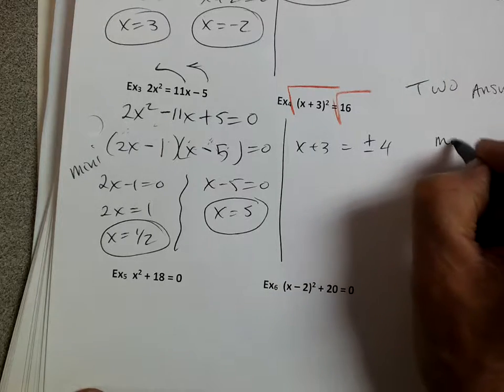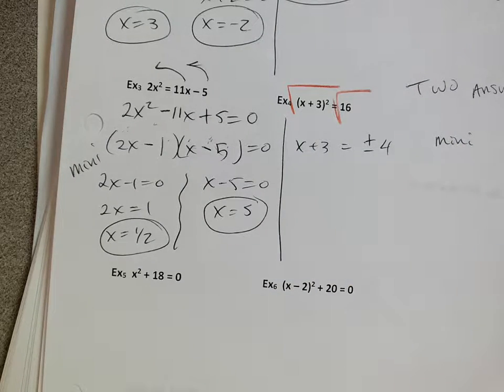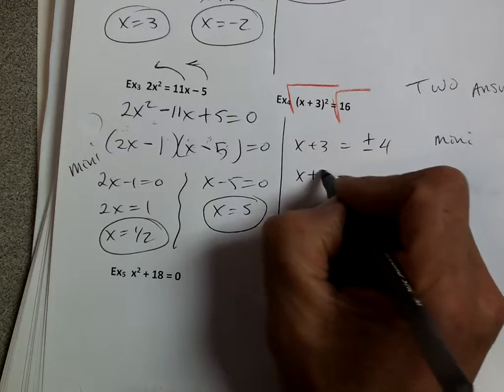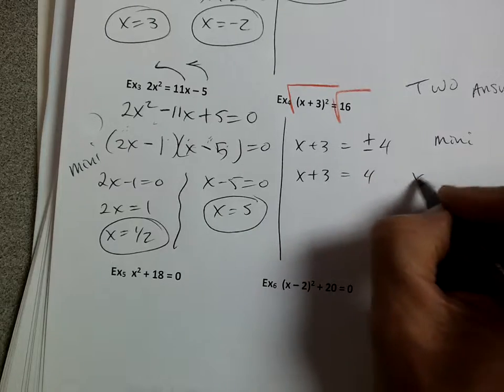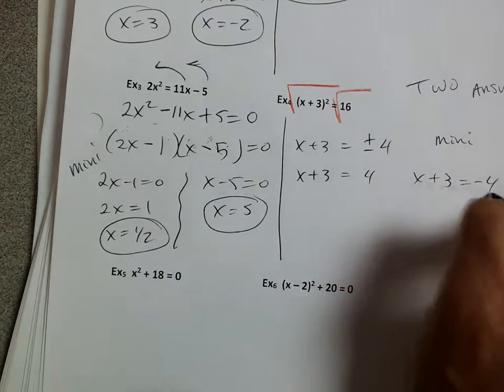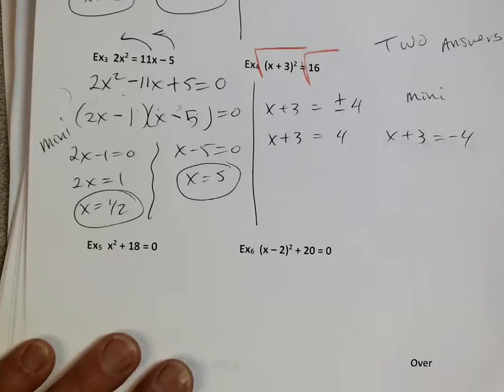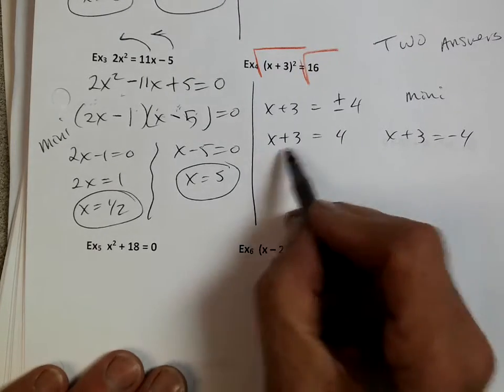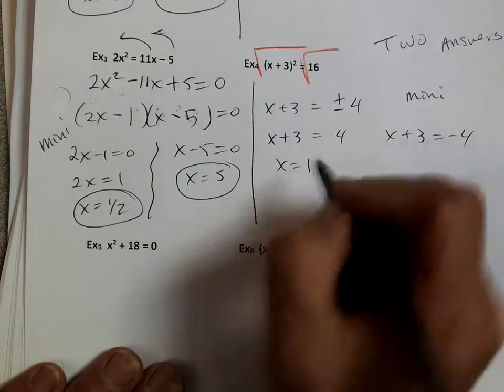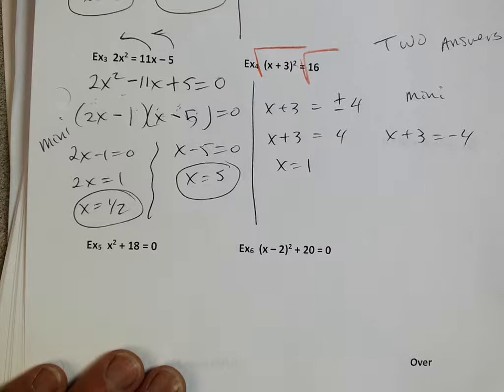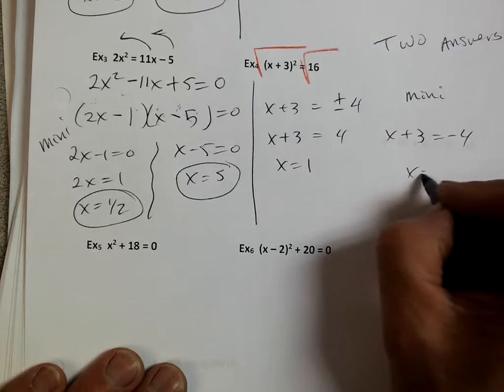And again, let's remember, 2 answers need 2 equations. So let's set up our mini equations: x plus 3 equals 4 and x plus 3 equals negative 4, right? So we get 2 answers. Minus 3, one answer is 1. Minus 3, the other answer is negative 7.